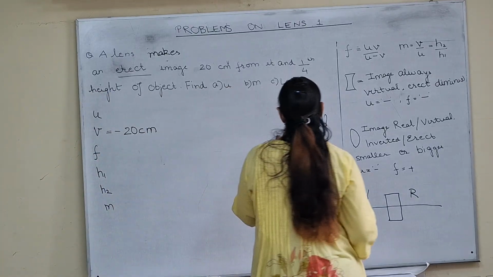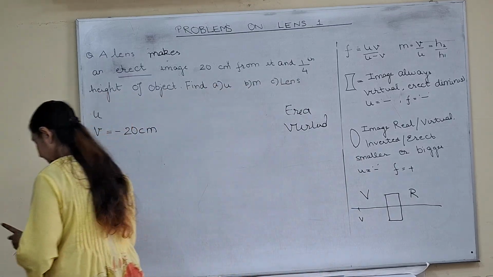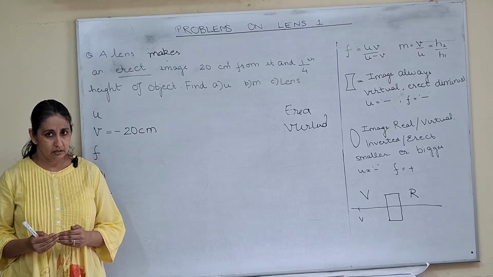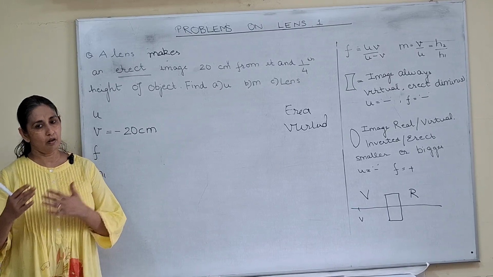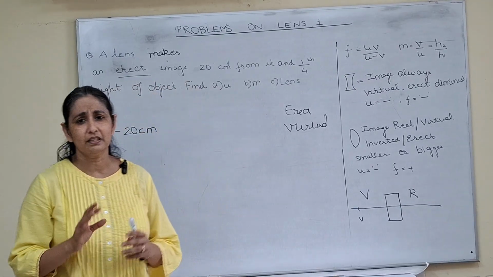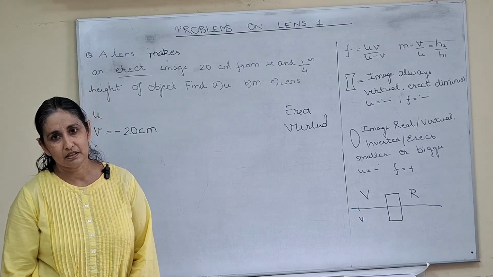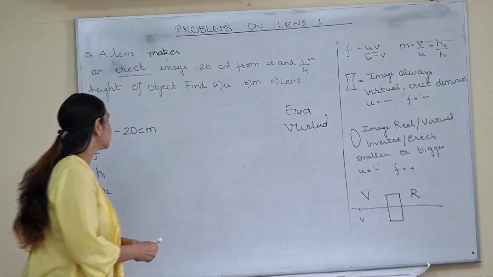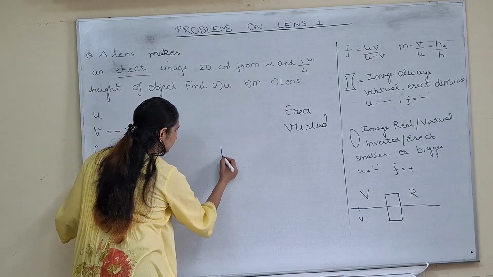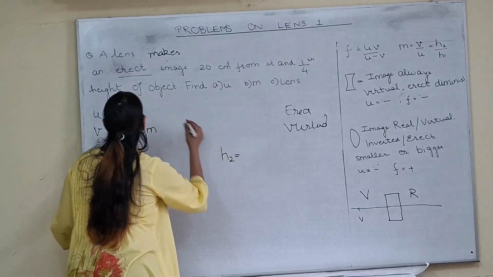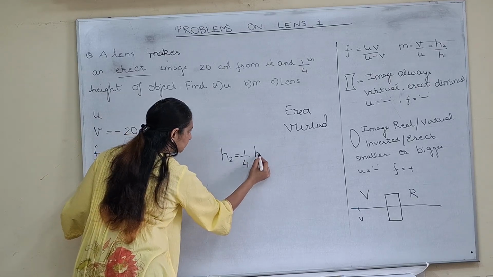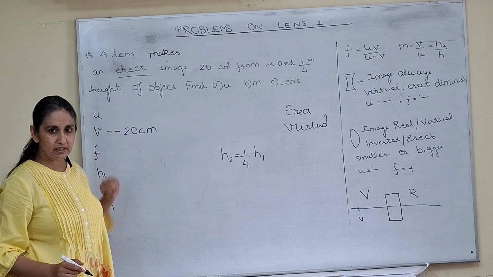The image is 20 centimeters from it, and 1/4 the height of the object. Now what is this? This has not come in any of the questions that we've done. The image is 1/4 the height of the object. You've done such questions in maths for years, three or four years. Now it's just a chance that it has come here. Let's make an equation for that. The image height is 1/4 the height of the object. Correct? This is the mathematical form of this sentence.